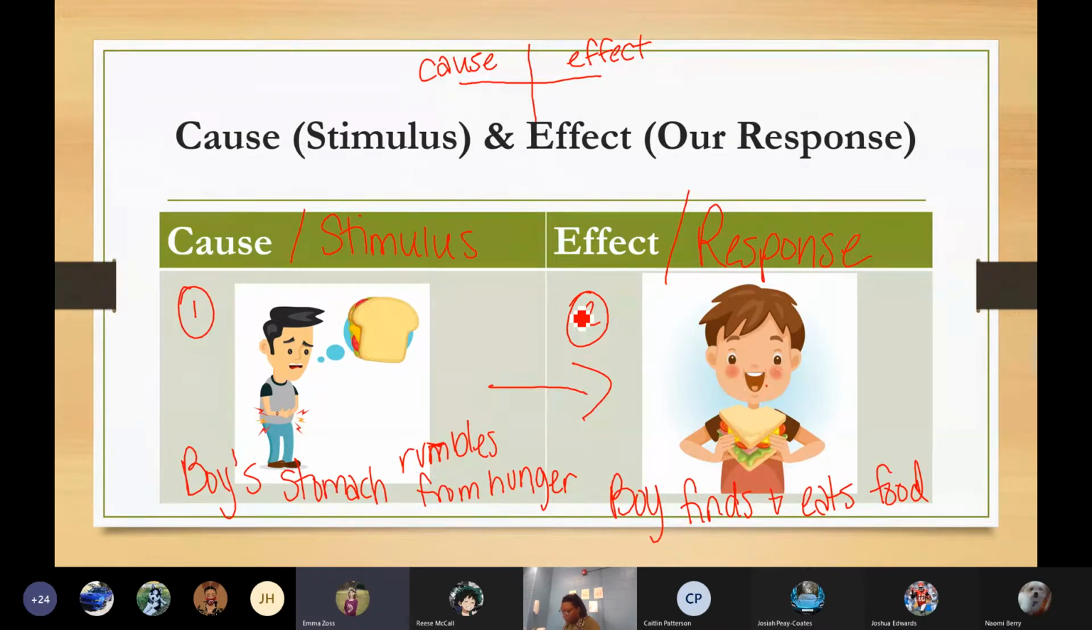Miss Neville. Hey, Emma. Yes, ma'am. Do we have to draw the picture? No, ma'am, you can just write the words that I put there at the bottom. Okay.